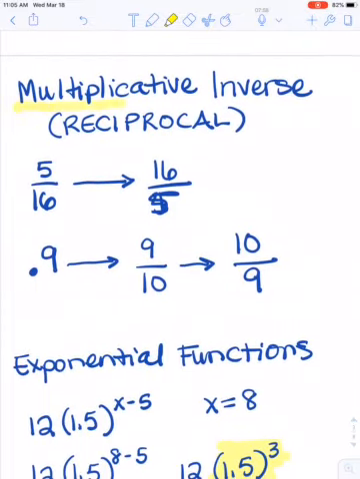But so 1.5 times 1.5 times 1.5 gives us 3.375. Then we multiply that by 12. Okay? And that gives us our answer, 40.5.